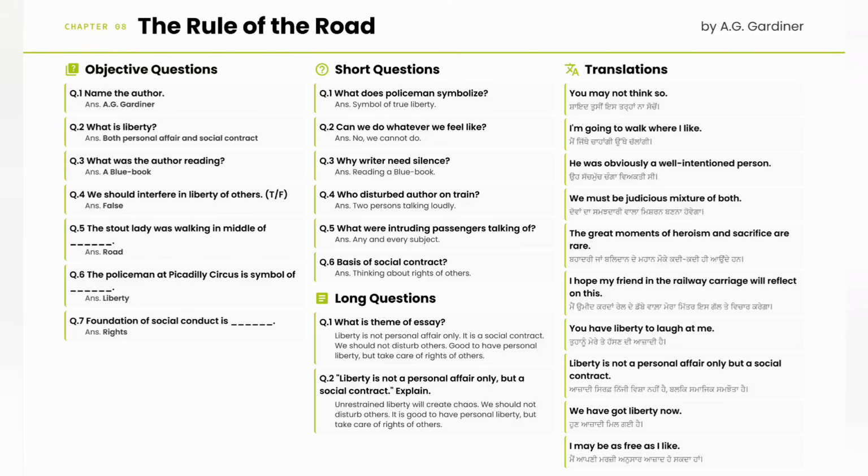Sentence 9. We have got liberty now. Translation. Sentence 10. I may be as free as I like. Translation. And that brings us to the end of our complete study material for the 10th English main course.